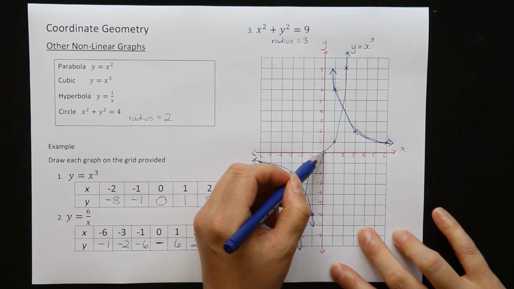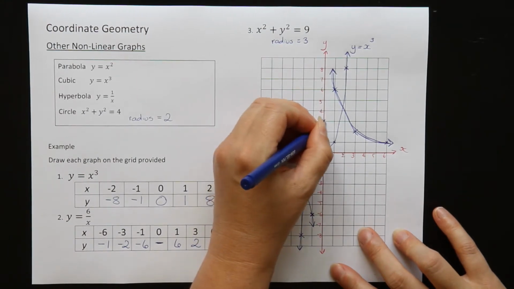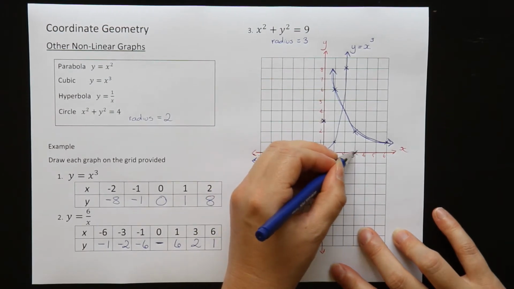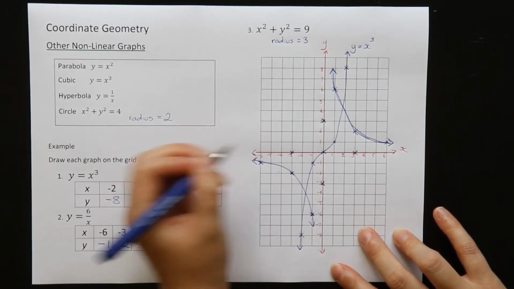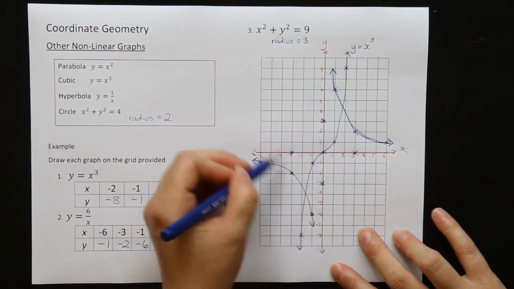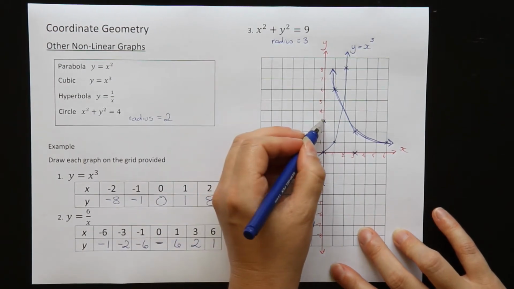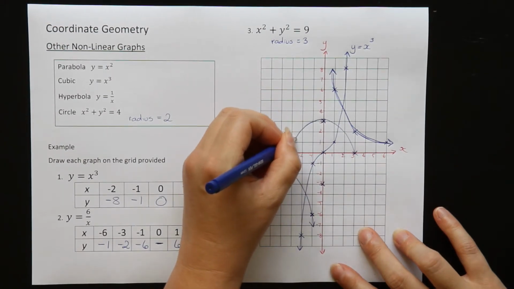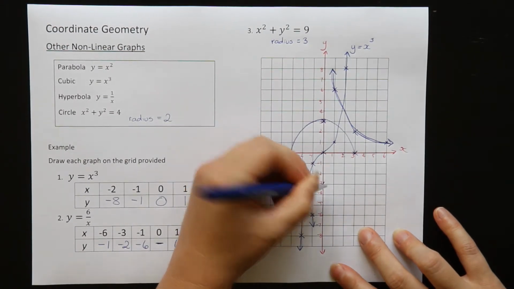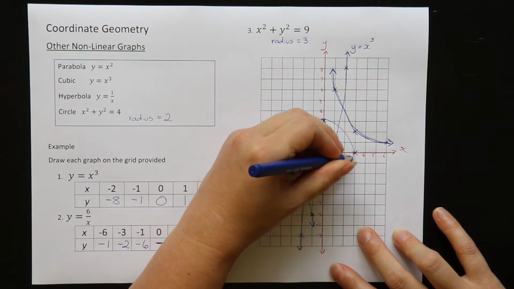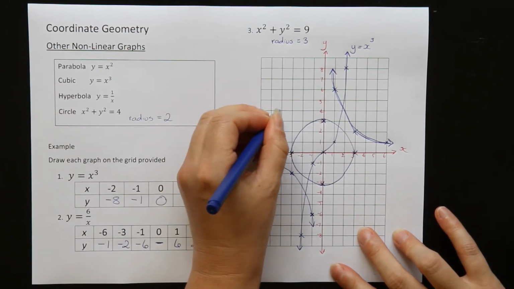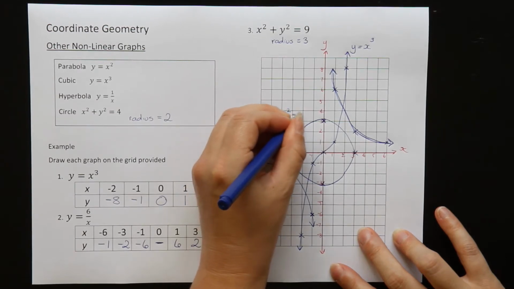So if it has a radius of 3, all I have to do is go up 3, down 3 from the origin, to the right 3, to the left 3, and the circle is going to go through all those points. So as best you can, try to make that into a circle. And there it is. So that's x squared plus y squared equals 9.